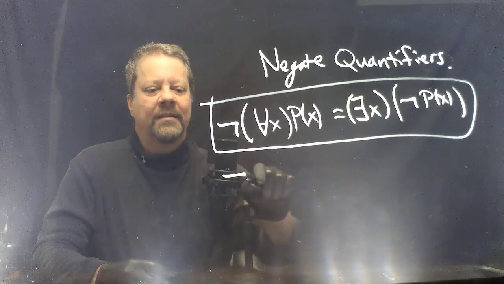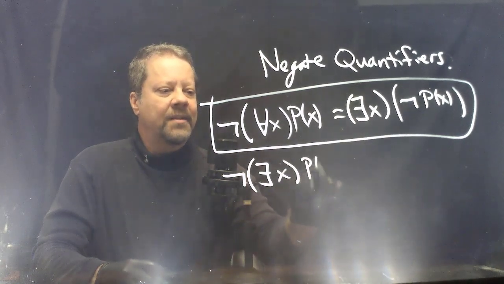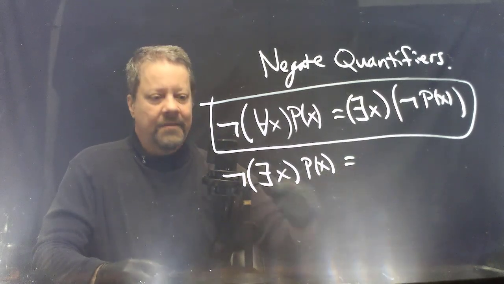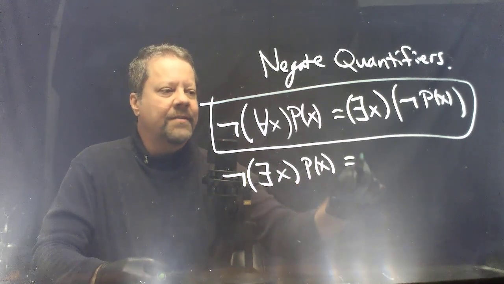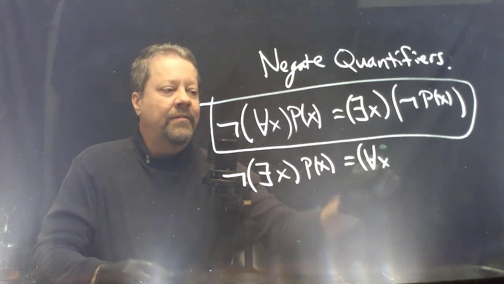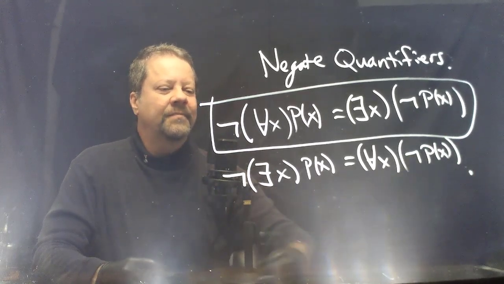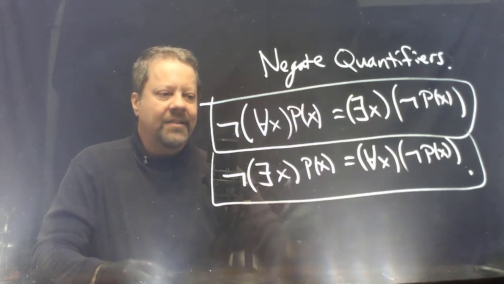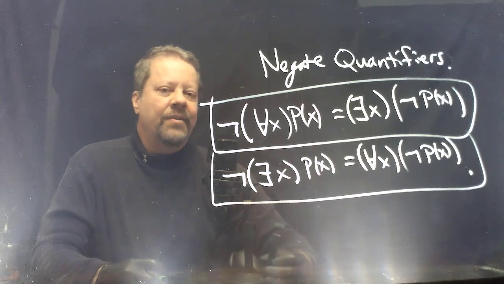What about it is not true that there exists x such that P of x is true? There doesn't exist any such thing. That means no matter what you plug in, P of x is false. In other words, for all x, P of x is false. So negation passes through your existential quantifier, but it converts the existential to the universal.